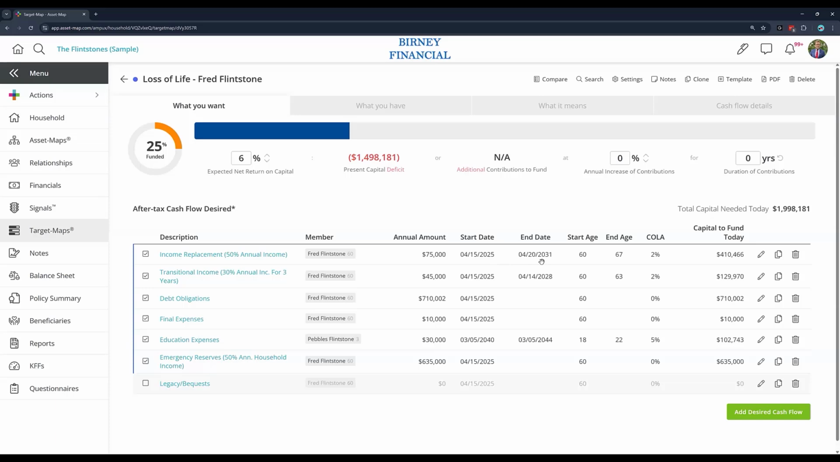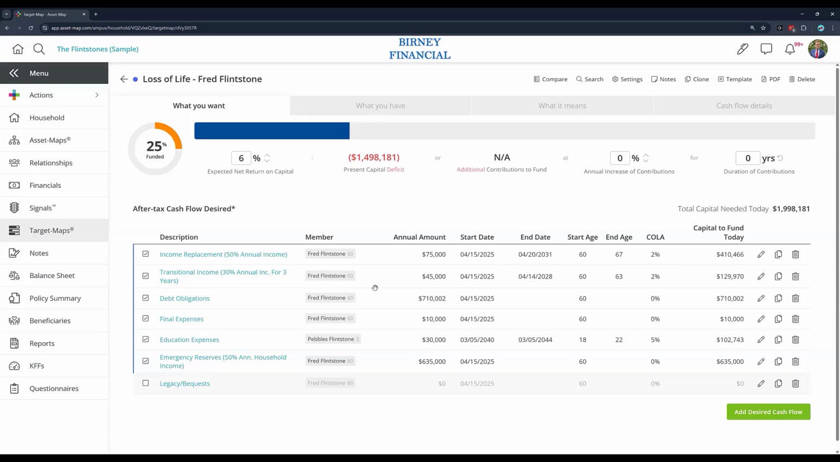replacing the rest of his income until he would have retired, increasing that amount by 2% each year to keep up with inflation. And what do I have to have today in net capital to replace that income for that length of time? The answer is about 410 grand. Awesome. That is my first line item. That's my first goal.